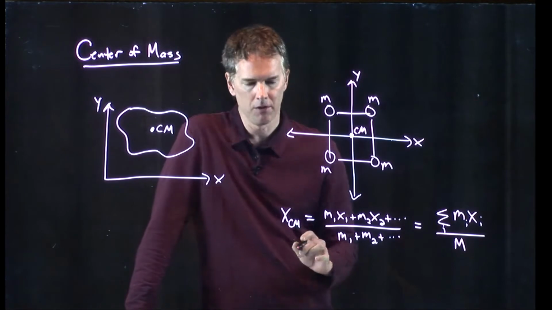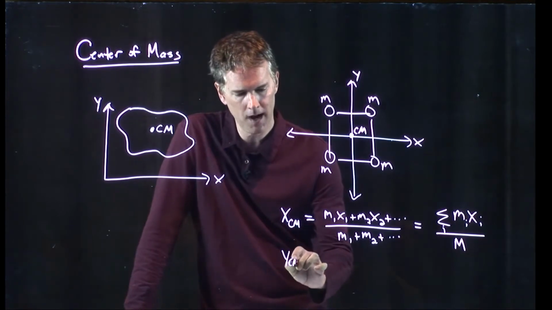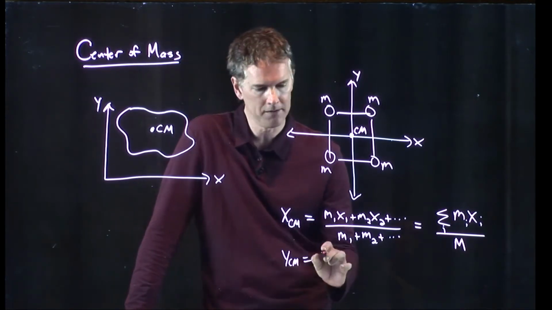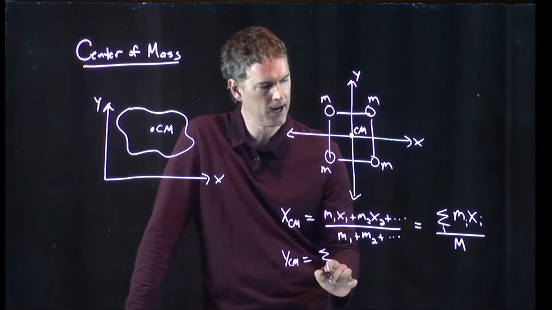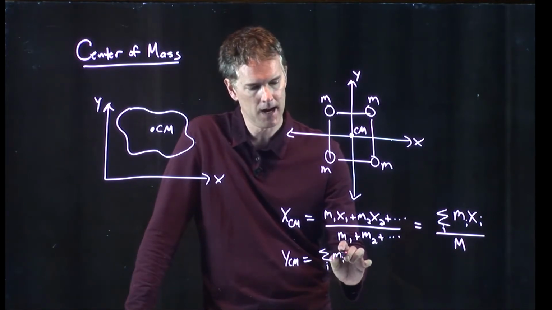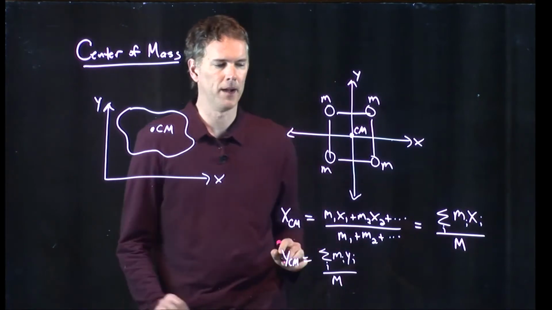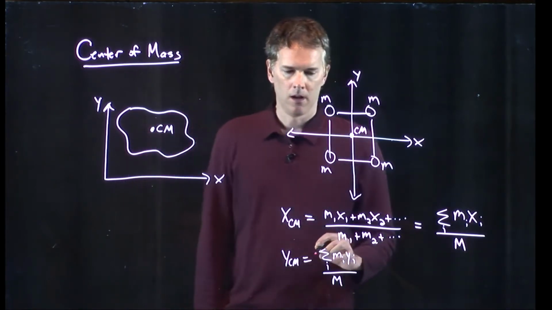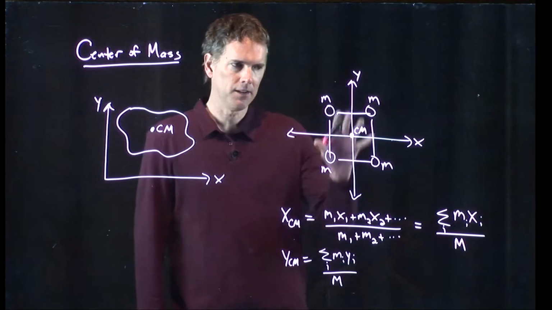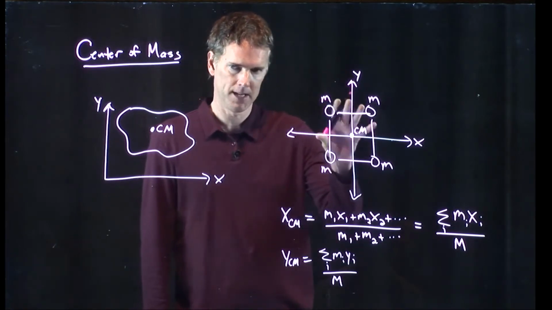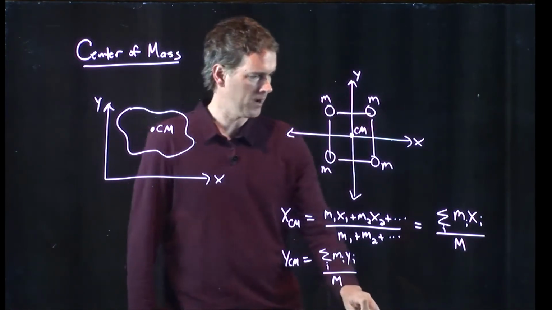And I can, of course, do the same thing for the y center of mass. Y center of mass is going to be the sum over i, m sub i, y sub i, divided by the total mass. All right, with that information, let's calculate it for this particular example and see if Travis was right.